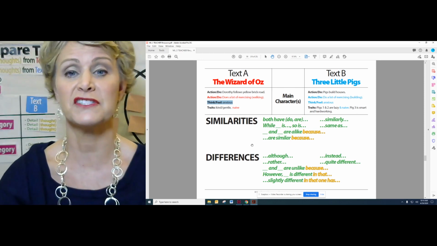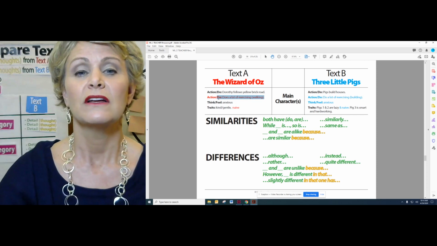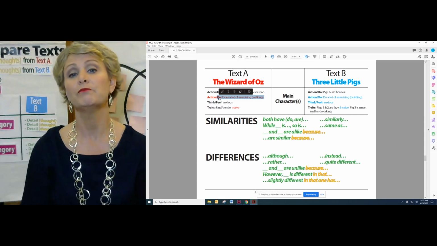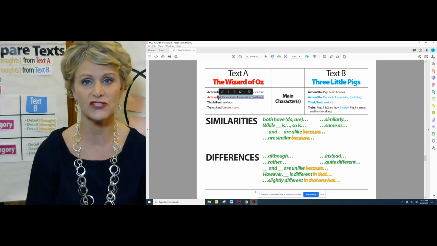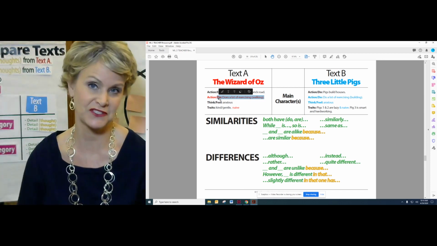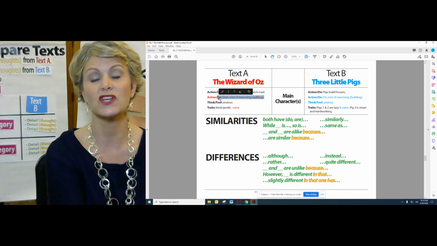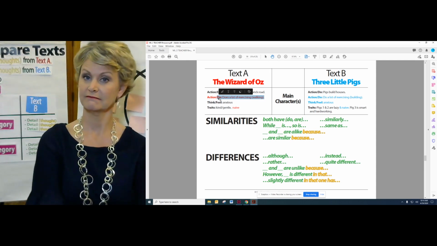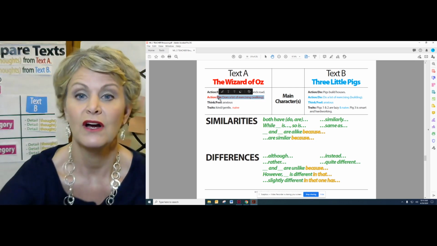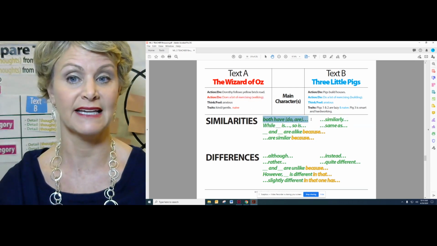I could give another similarity. The characters in both texts also exhibit a lot of cardio exercise. Dorothy is walking while the pigs are building houses. See? So I said both texts have da da da da.